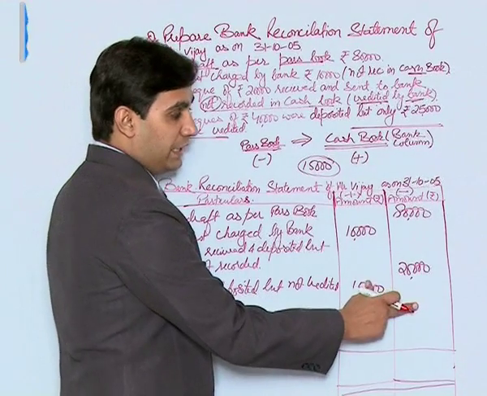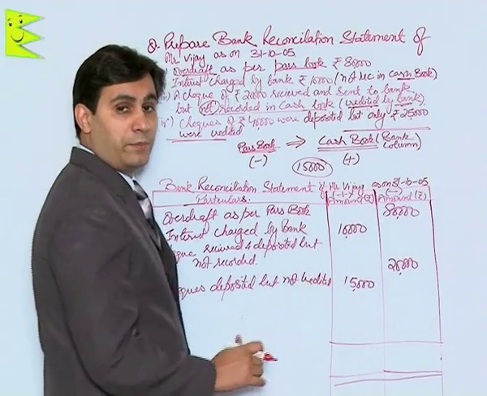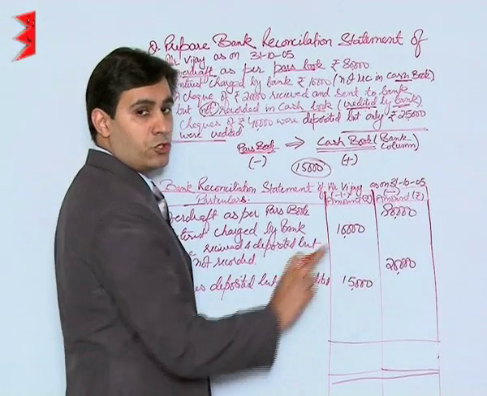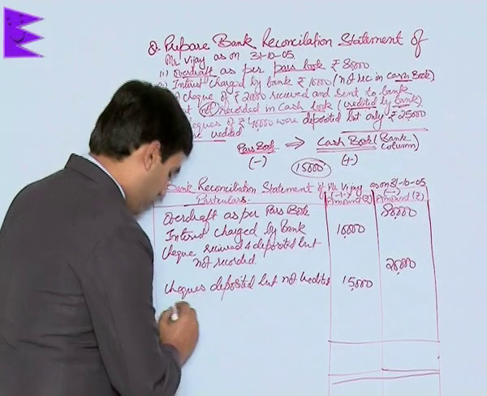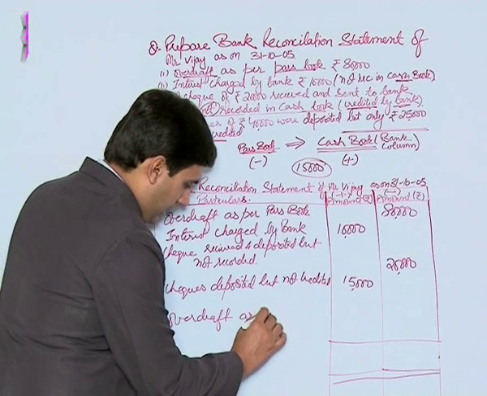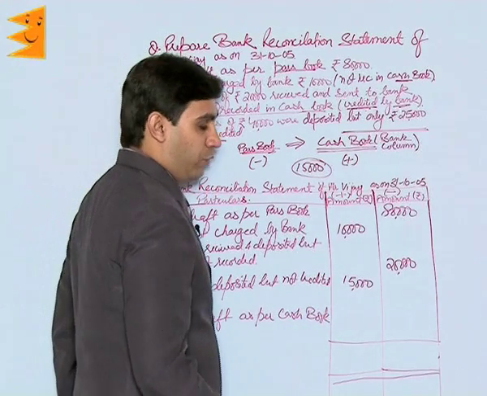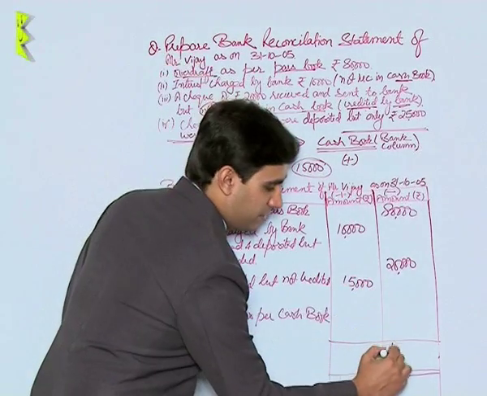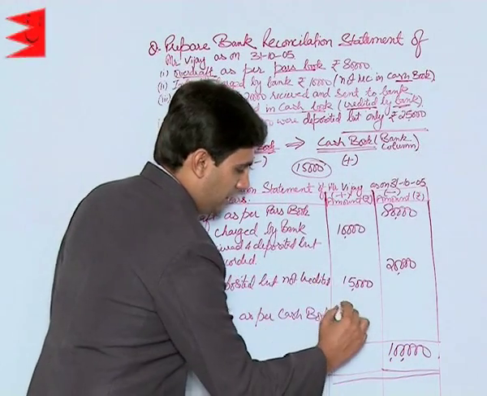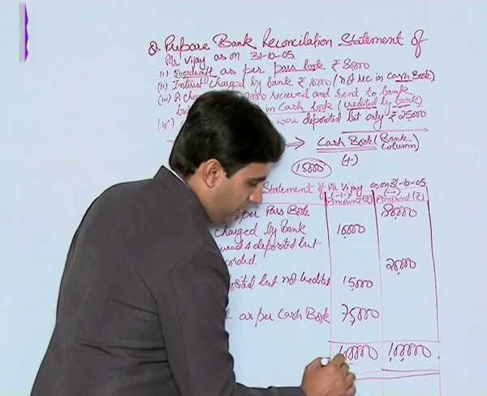Since the total of the negative column, that is 1 lakh here, is higher than the positive side total, that means it is overdraft. Again repeating, since the total of the negative side is higher, it shows an overdraft as per cash book. Overdraft as per cash book. And what would be the balance? 1 lakh, that is the total here, minus 25,000, it gives us 75,000, and the total would be 1 lakh on both the sides.